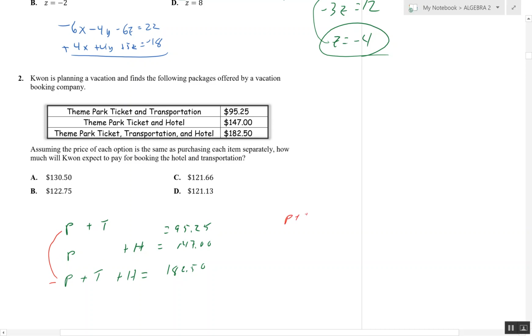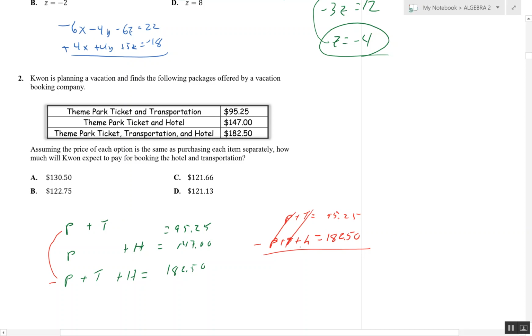Okay, so we're going to say P plus T equals 95.25, and then we've got P plus T plus H is equal to 182.5. Let's try that again. Subtract these guys. You can see the P's go away, the T's go away.